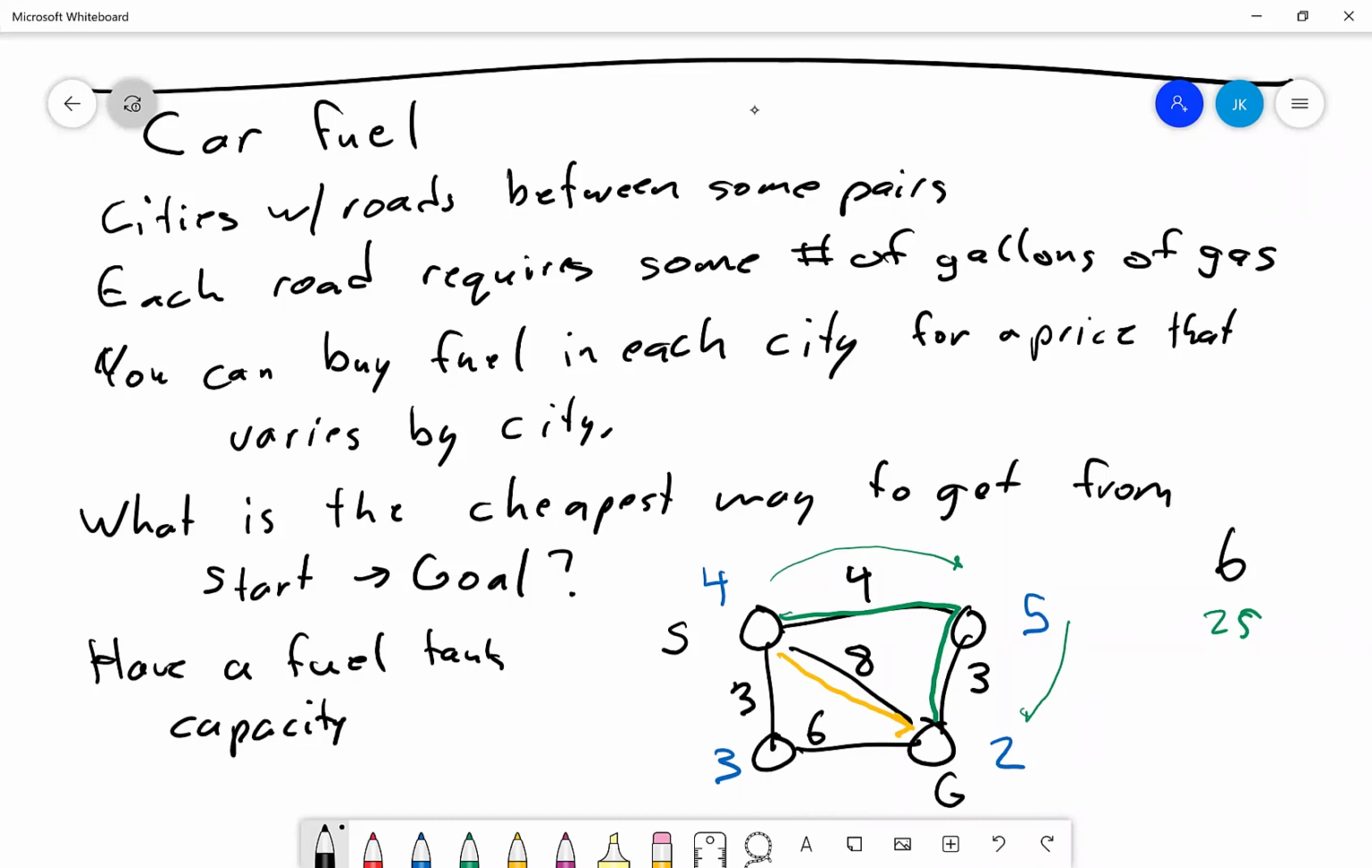Okay, if I took this bottommost route, so this is the purple route, I would buy 3 gallons at $4, so that would be $12, and then buy 6 more here, so that would be 18, and that would come to 30 total. Okay, so the green route turns out to be the best route. Okay, so that's the type of problem you have.